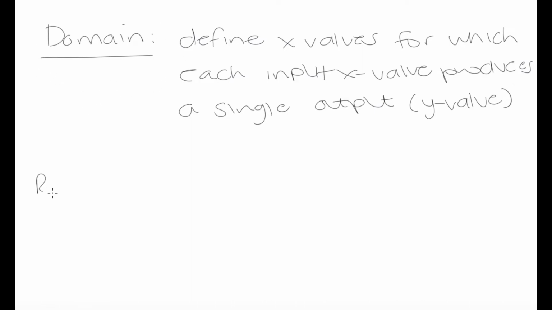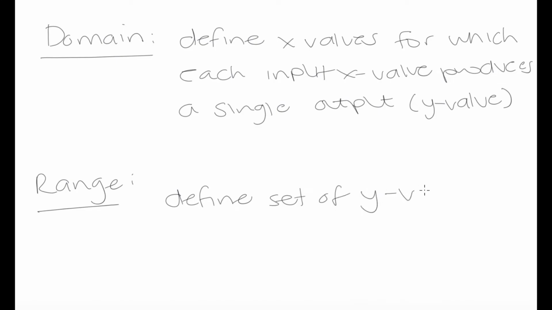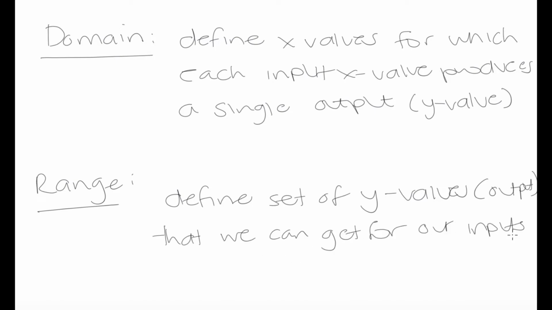So now what about the range? The range is going to define our set of output values. It's going to define our set of y values that we can get from our specific inputs. So our range is basically going to define our output values. It's going to restrict our possible y values.